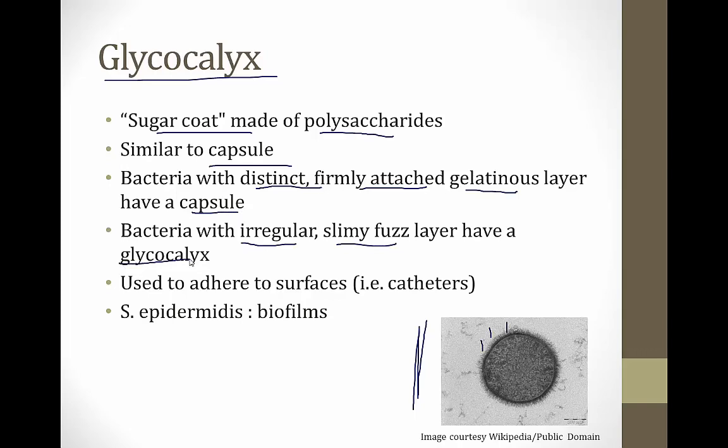And the importance of glycocalyx is that it can be used to adhere to surfaces, especially catheters. And one of the most important bacteria that uses a glycocalyx to cause infections is Staph epidermidis. We'll talk more about this bacteria in the module on staphylococci, but it can form biofilms on catheters. So for example, if you have a central IV line in a patient which is made up of a polymer, Staph epidermidis can form a biofilm on that and cause infection. And one of the ways it's able to do this is by using a glycocalyx.